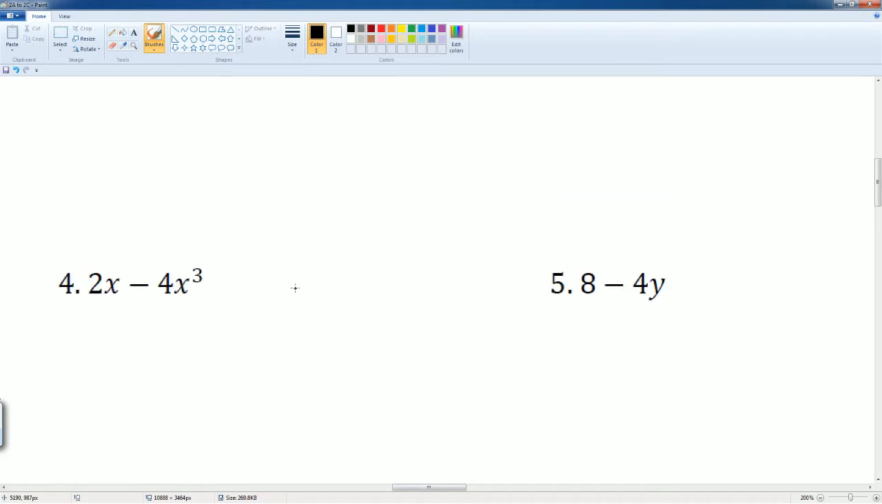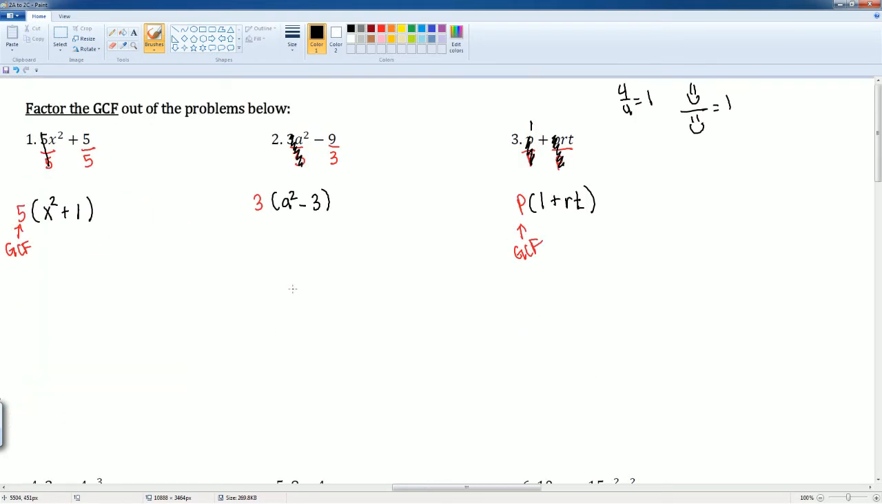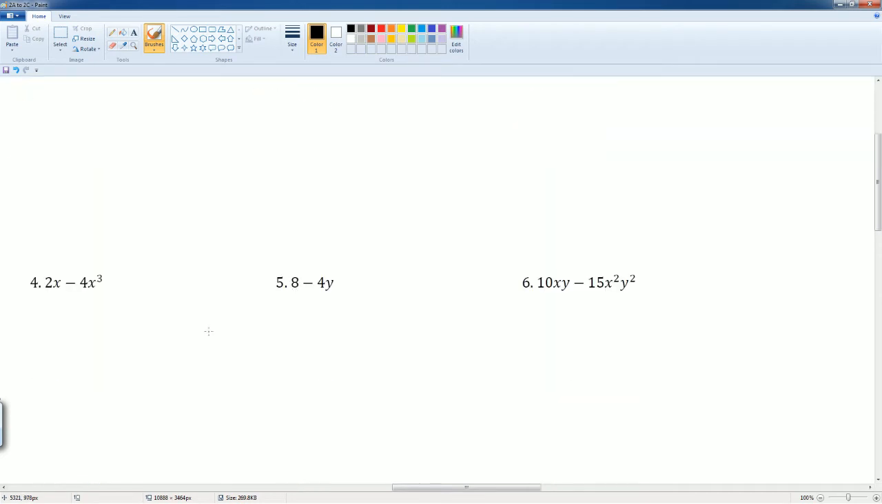Here we're going to factor out the GCF from each of these problems. I will be covering 4, 5, and 6 right now. Let's take a look.